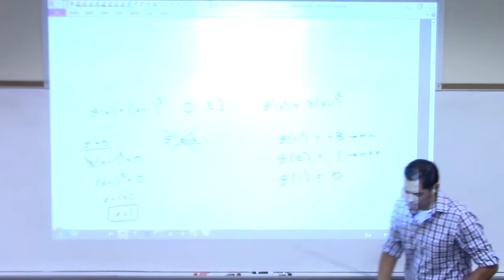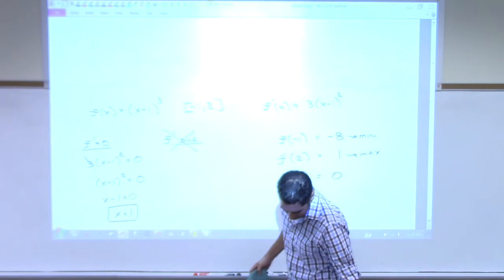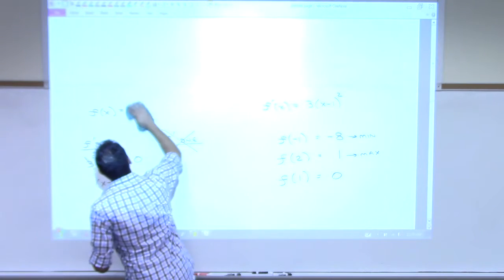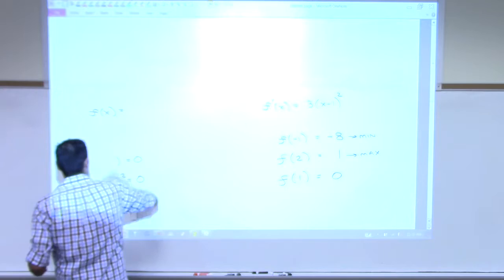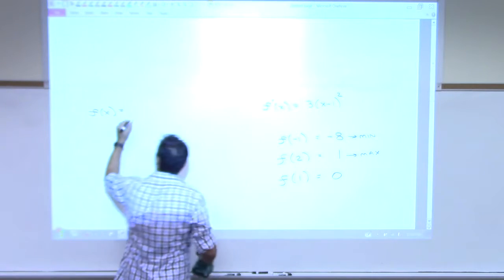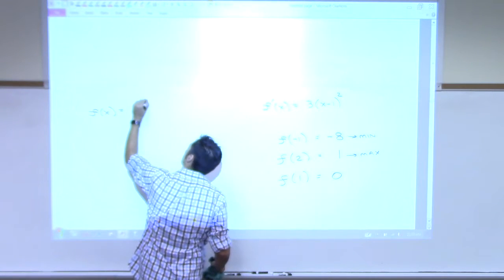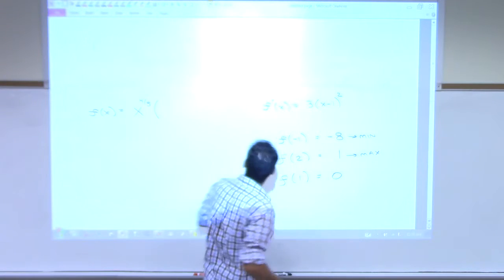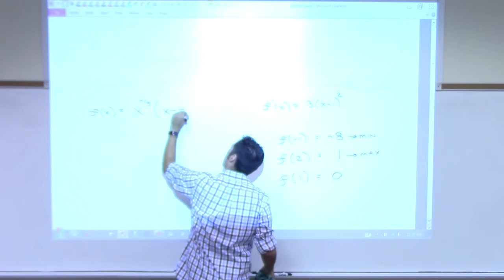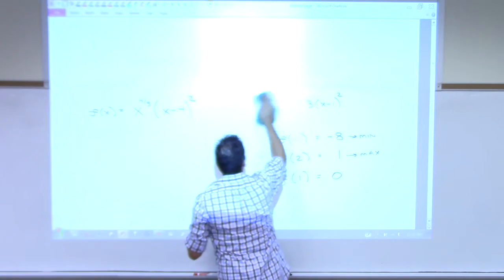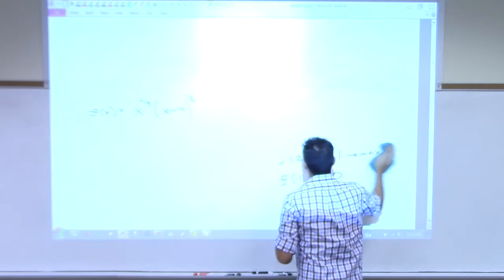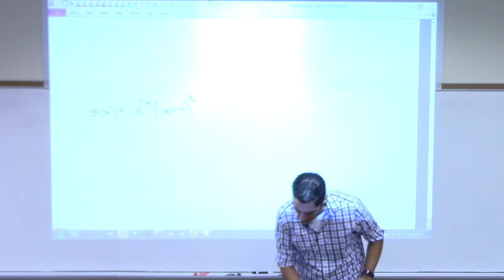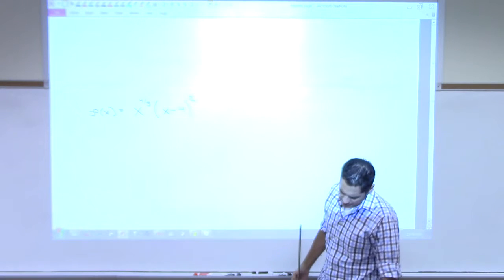All right, let's do something more difficult. I think it's time, don't you? x to the 4/5 times (x minus 4) squared. And the interval here, ooh, they didn't give us one.